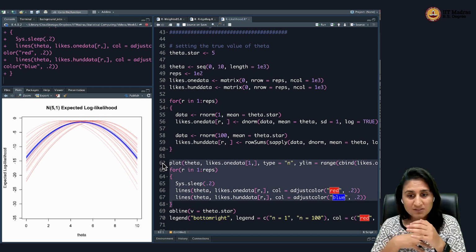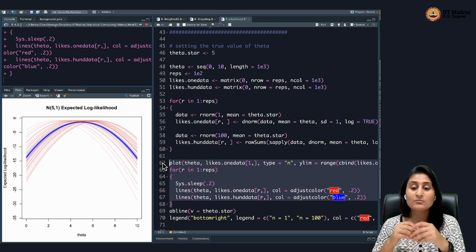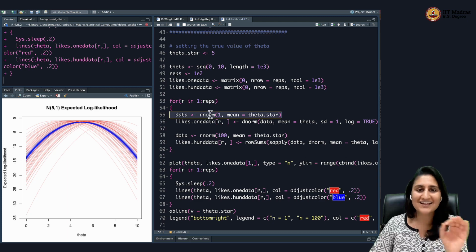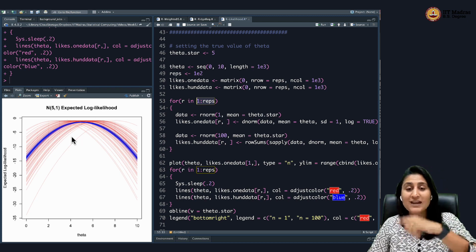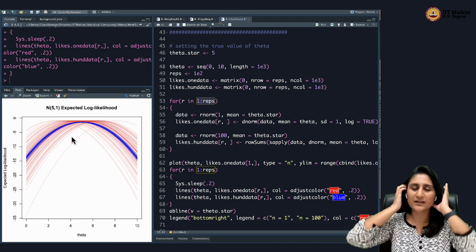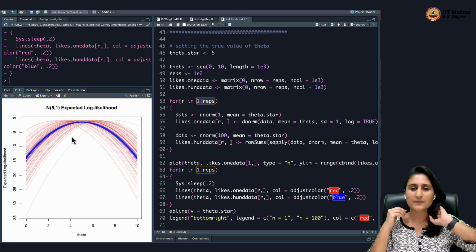The blues are the likelihood functions coming from 100 data points, and the reds are the likelihood functions coming from just one data point. And what I want you to understand here is that every time, the actual population from which we have drawn is exactly the same. In each of these 100 replications, the population we are drawing from is still normal(5, 1). But every time we get a different red line for the one data point, and every time we get a different blue line for the 100 data points.